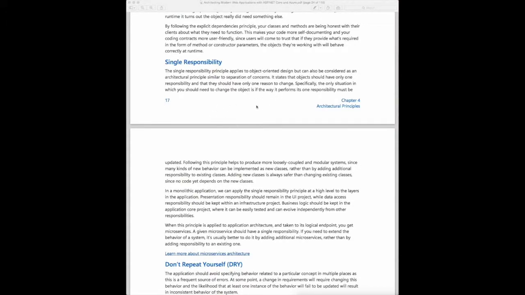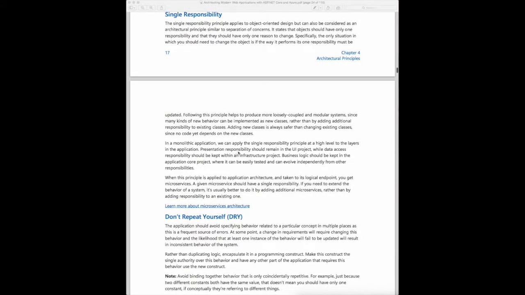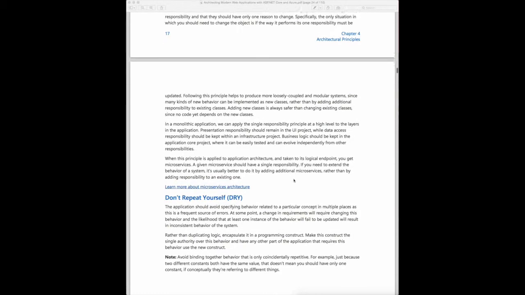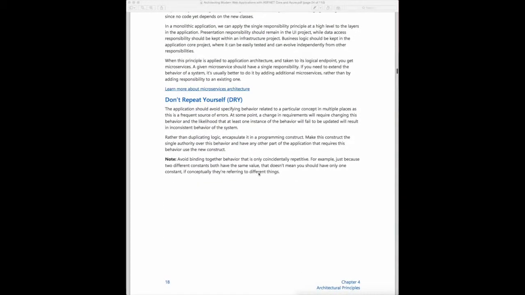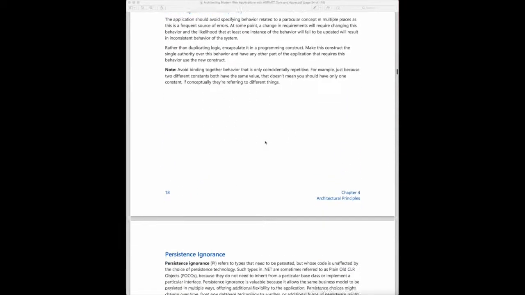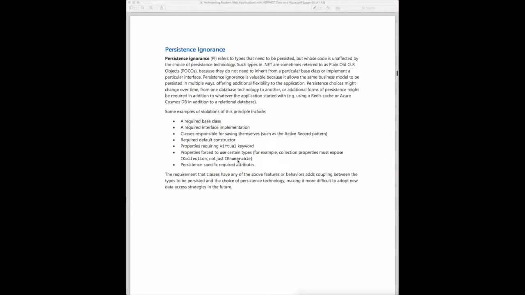Single responsibility is a principle we should follow. A component should have only one reason to change. If your component is changing too much, like if you are making business logic changes to data components, there's something wrong. Don't repeat yourself. At one of the Microsoft conferences I went to, he joked that one of the most popular principles is cut and paste.